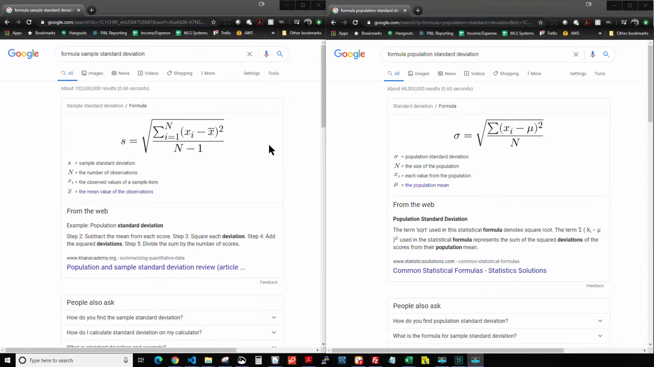Anyways, this whole i equals 1 to n here should be here as well. It's just not, but it's the same thing. Those are the same. Really, the main difference is dividing by n minus 1 versus n. Anyways, just wanted to point that out. It is a little bit different.